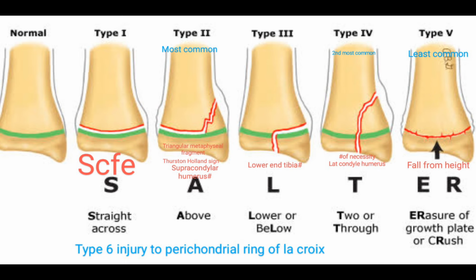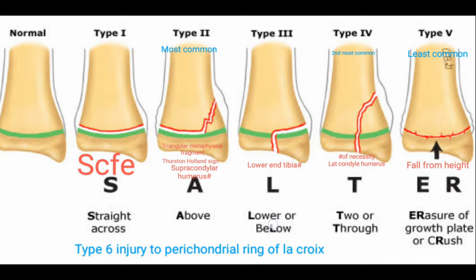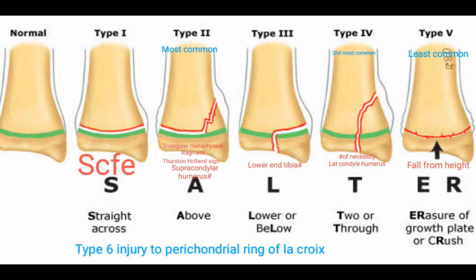Then is type 3. Type 3 is lower or below the epiphysis and it is seen in the case of lower end tibia, like in ankle fractures. Then is type 4. Type 4 is through the epiphysis, meaning the fracture line is passing through the epiphysis.